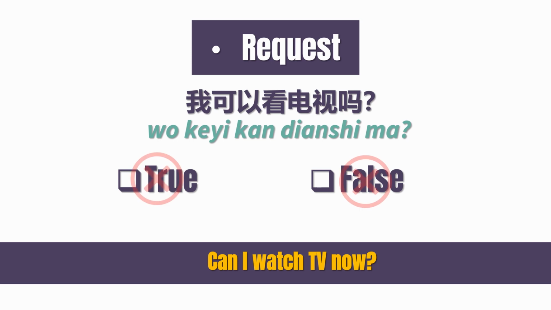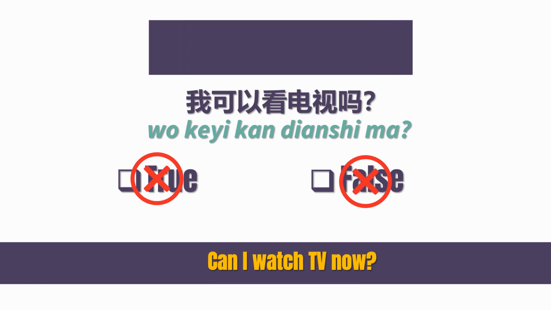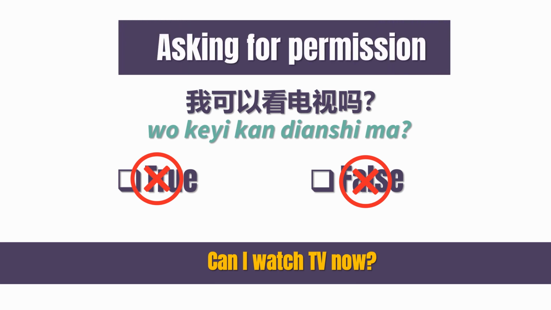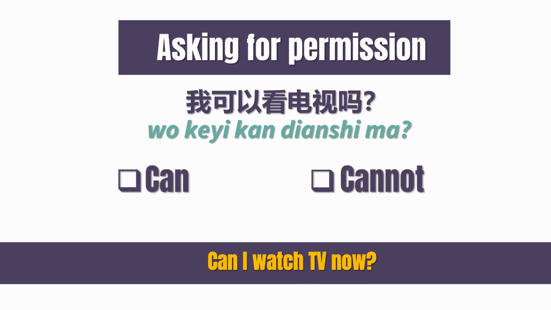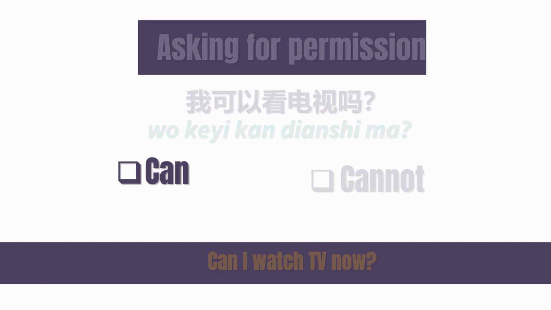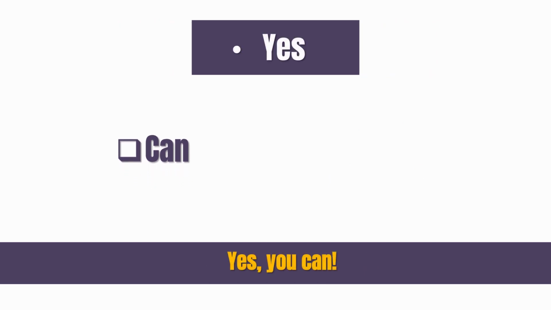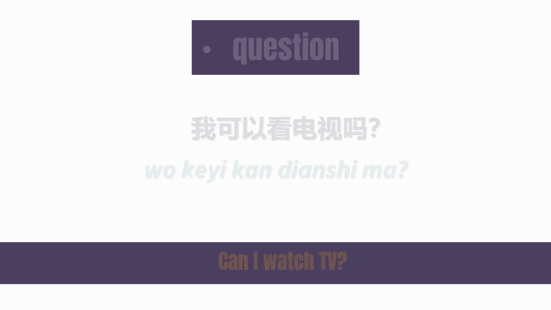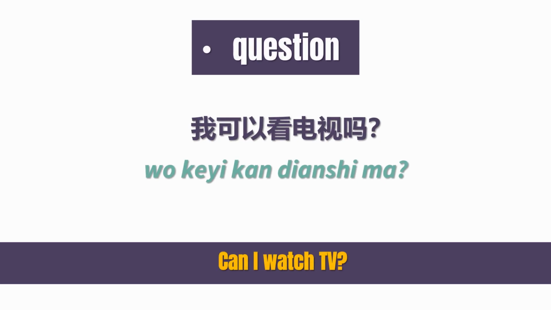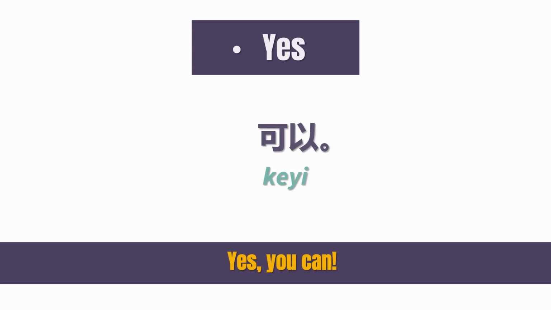And again, it is not about true or false. This is a typical question that asks for permission. So it is not a true or false, but a you can or you can't. And the yes version would be you can, 可以. Now, let's repeat the question and the answer again. 我可以看电视吗? And the yes for this category is 可以.